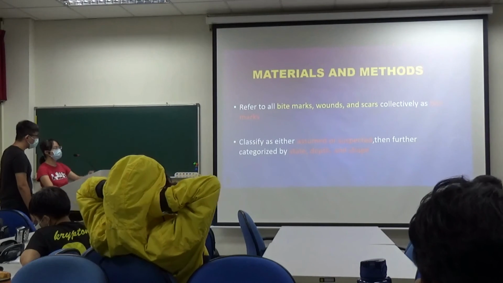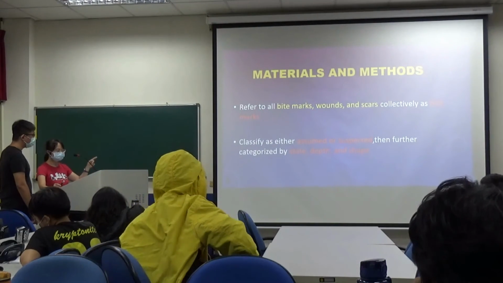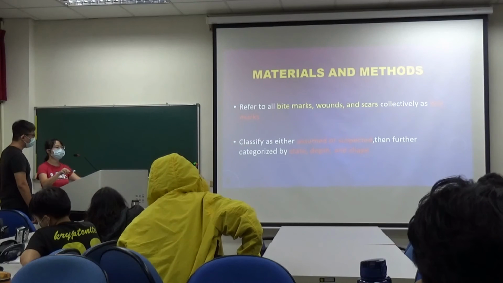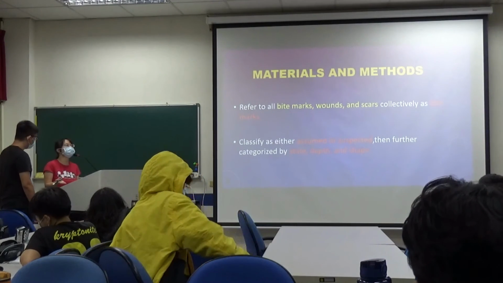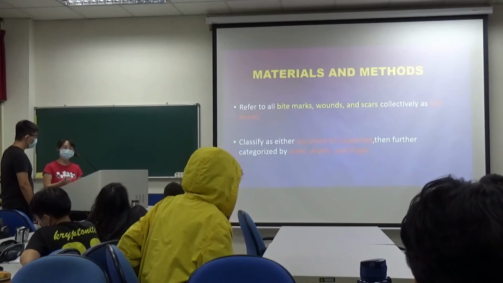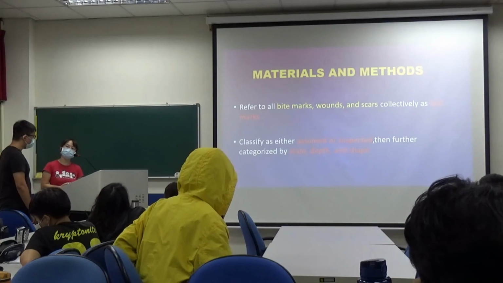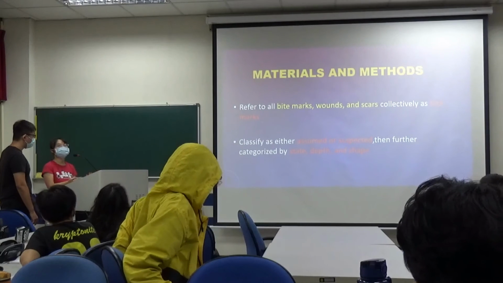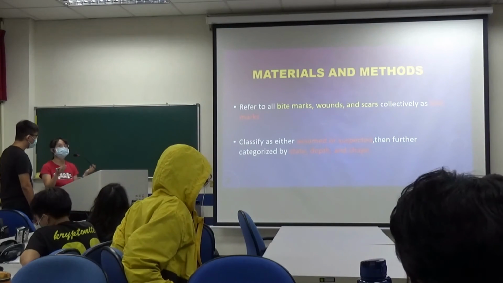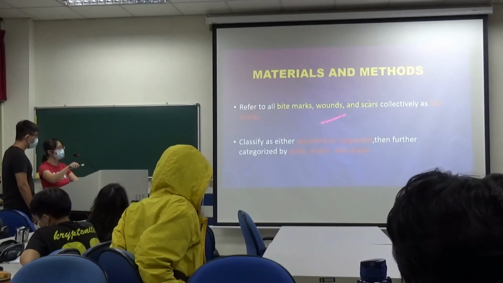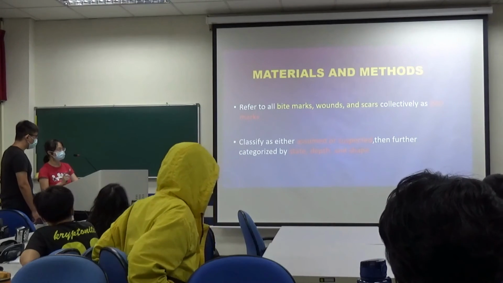And then in the material and method, some important information is missing. Here you start to talk about bite marks. But how do you know there are bite marks? Apparently you need photographs. And where did you get those photographs? You need to tell us where the photographs are from. So that part of the information is missing.